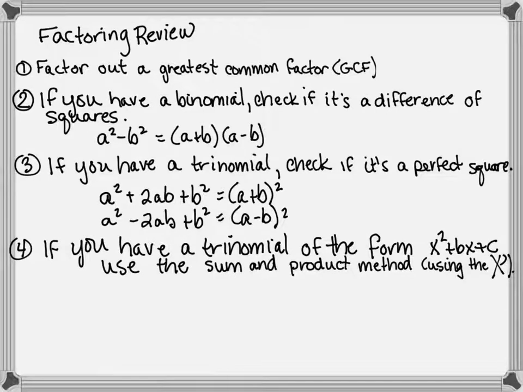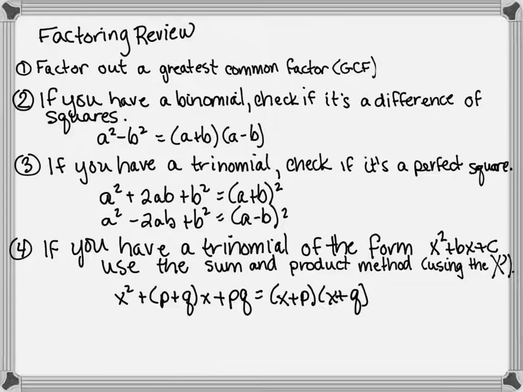If you have a trinomial that's not a perfect square, but it's of the form x squared plus bx plus c, in other words, our a is equal to 1, use the sum and product method, and I use an x to help organize that method. And here, something that's of the form x squared plus p plus q times x plus pq factors to the product of x plus p and x plus q.